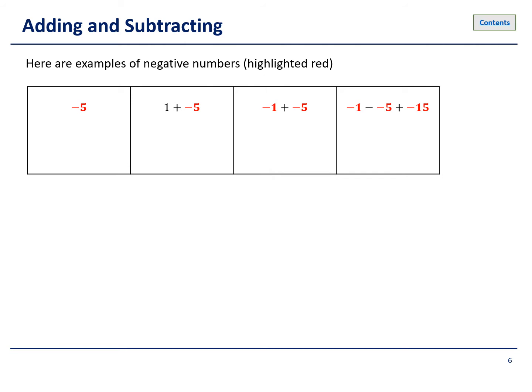Okay, so here are some examples of negative numbers, and they're highlighted in red here. So here's nice and easy -5, and we've got lots of -5s in different calculations with more value in each calculation. So you've got your minus symbol.